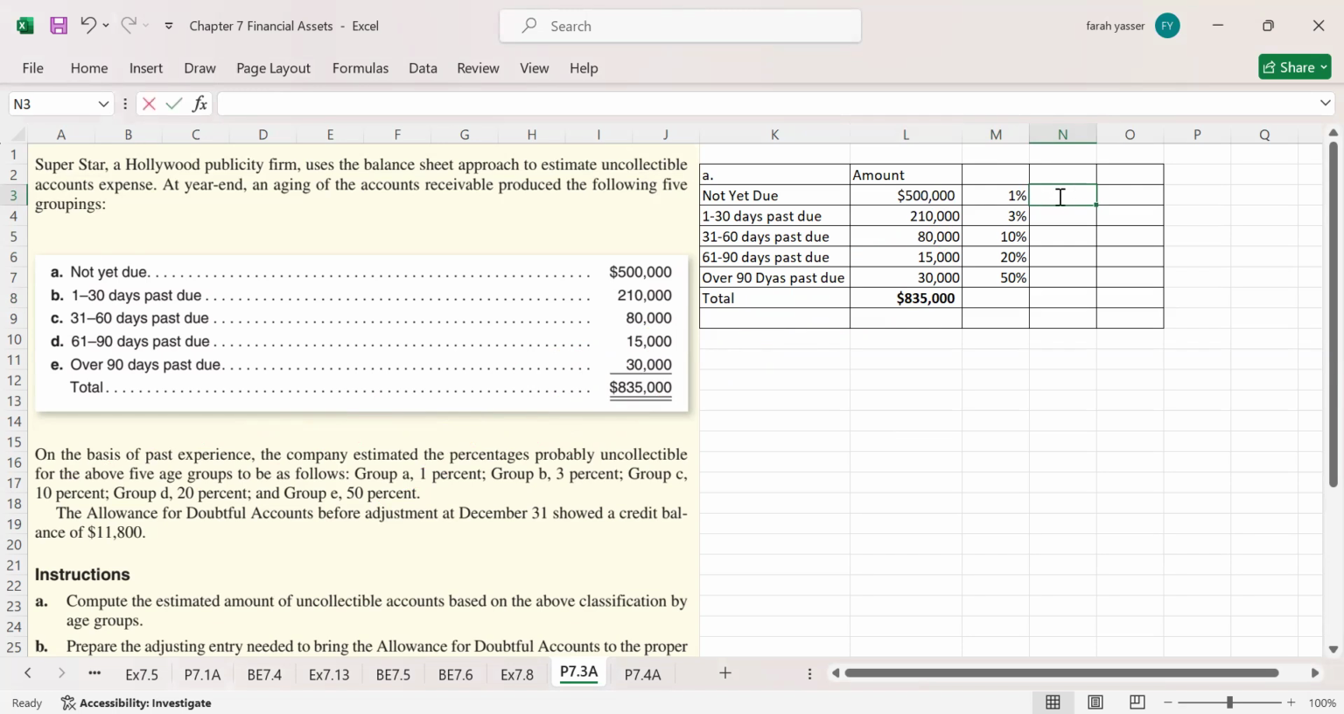How are we going to calculate it? We simply multiply 5 lakh by 1%. Then 2 lakh 10,000 are 1 to 30 days past due. So 3% is the chance that this amount will not be collected, and we apply this percentage on 2 lakh 10,000. These are the estimated uncollectible expenses, or uncollectible amounts. For 80,000, the estimated uncollectible percentage is 10%, so we multiply by 10%.